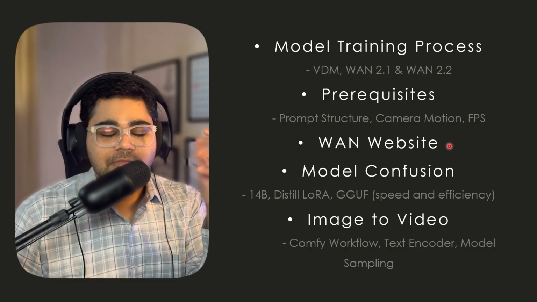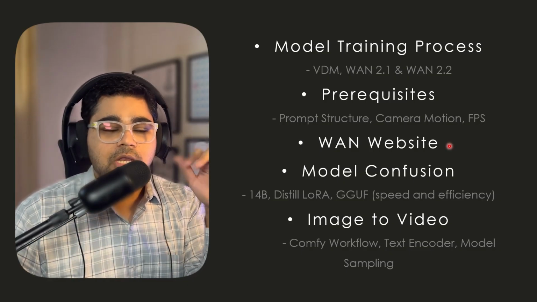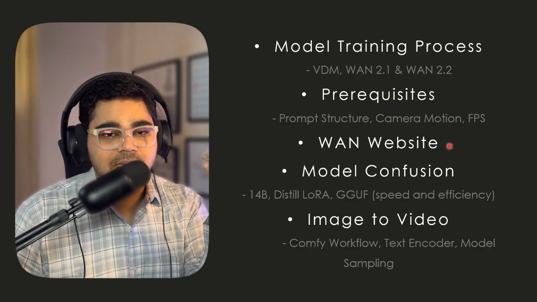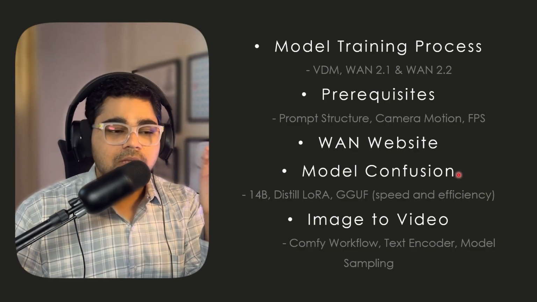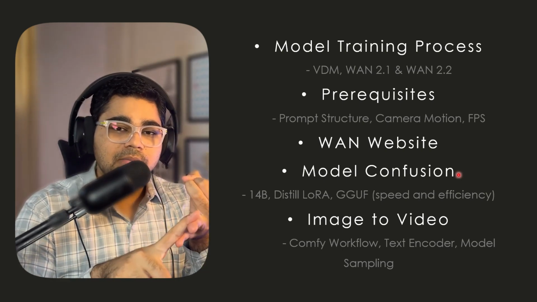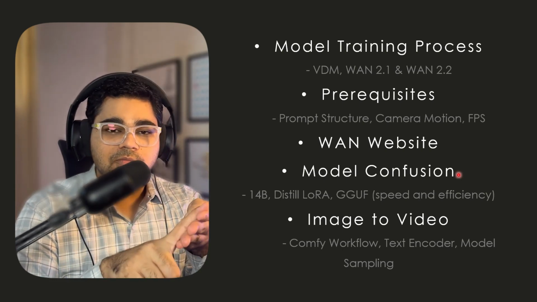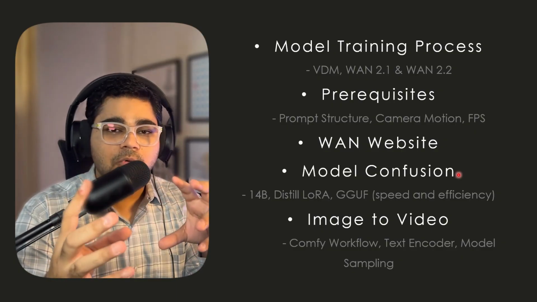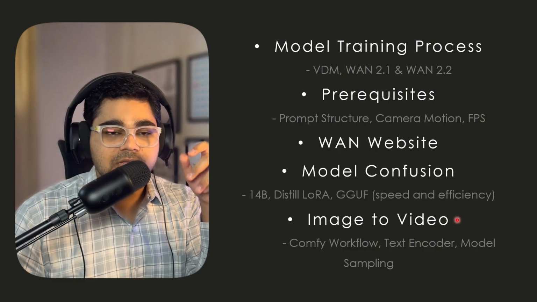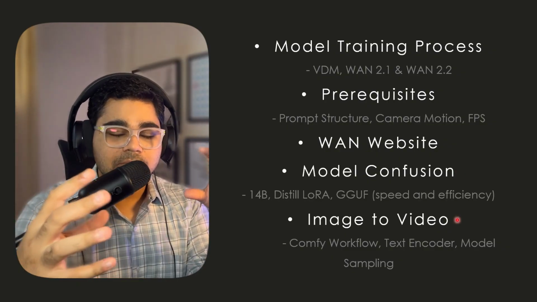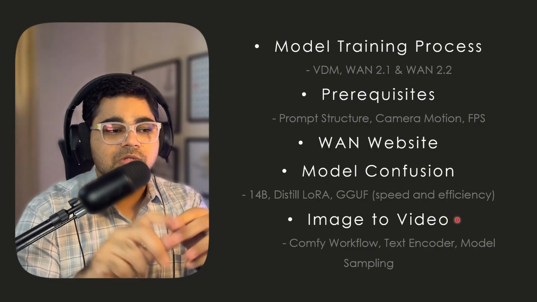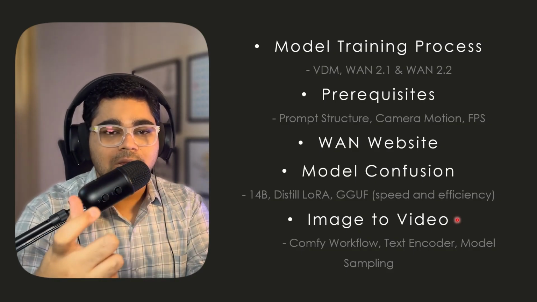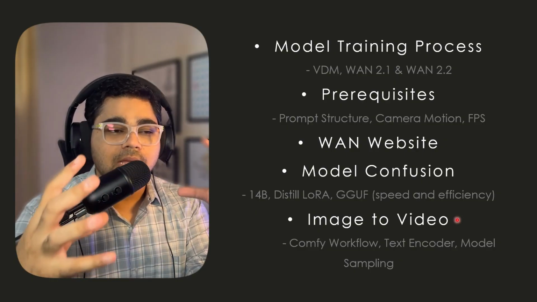Then we looked at WAN's website where basically you can add your prompt and image, and you will get a 5-second 1080p output. This works with credits, so you need to add money in the website. And then we resolved the model confusion because we had a 5 billion model, 14 billion model, a distill LoRA, a GGUF model, and came to a conclusion that a combination of a distill LoRA with a GGUF model will help you to get a faster result. And lastly, we broke down the entire image to video script inside of ComfyUI, understanding the concepts of text encoder, model sampling, LoRAs, and what parameters work well with each of these nodes to get a really good, nice output.